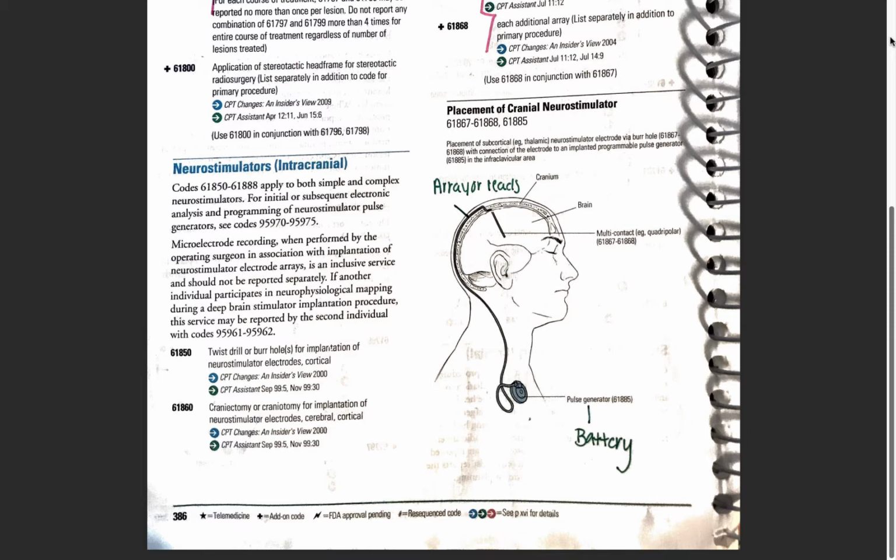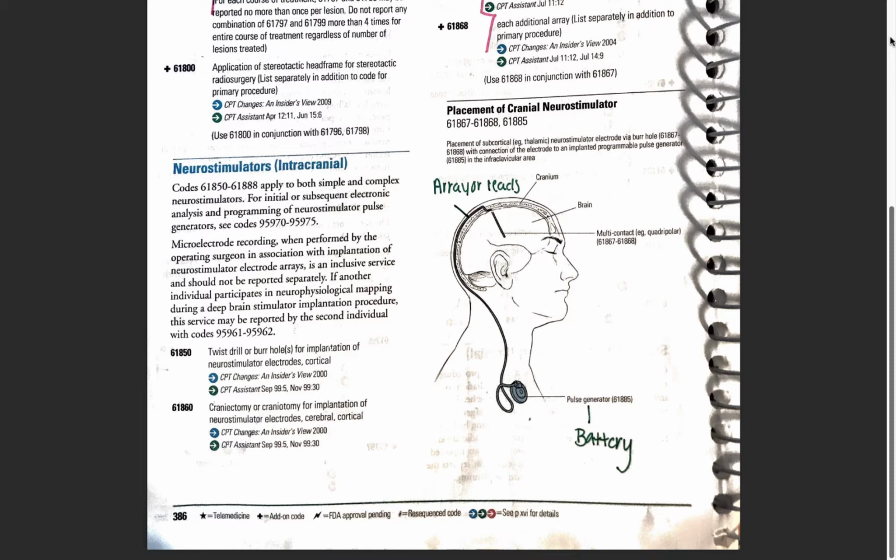Microelectrode recording, when performed by the operating surgeon in association with implantation of neurostimulator arrays, is an inclusive service and should not be coded separately. If another individual participates in neurophysiological mapping during a deep brain stimulator implantation procedure, this service may be reported by the second individual with codes 95961 through 95962 in the medicine section.